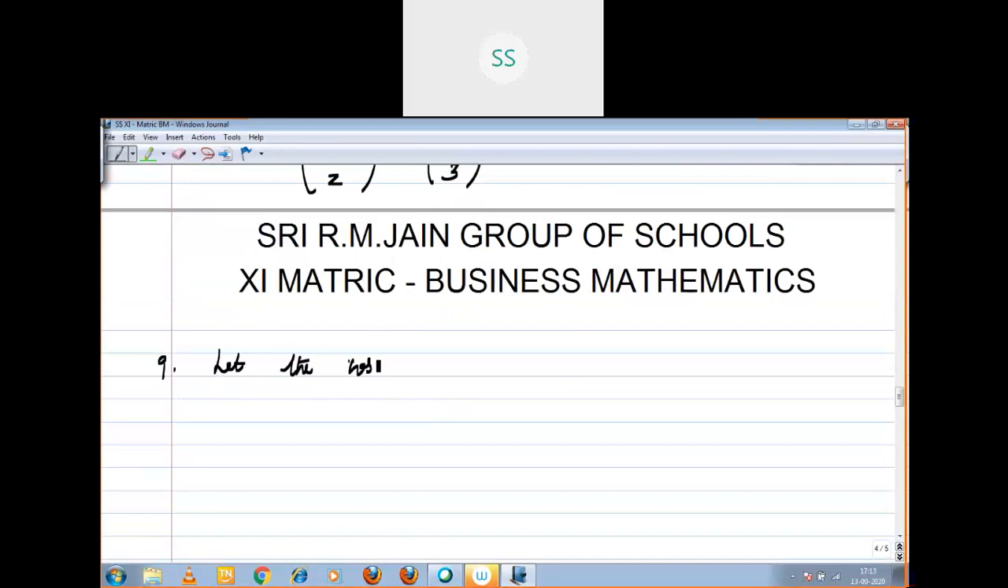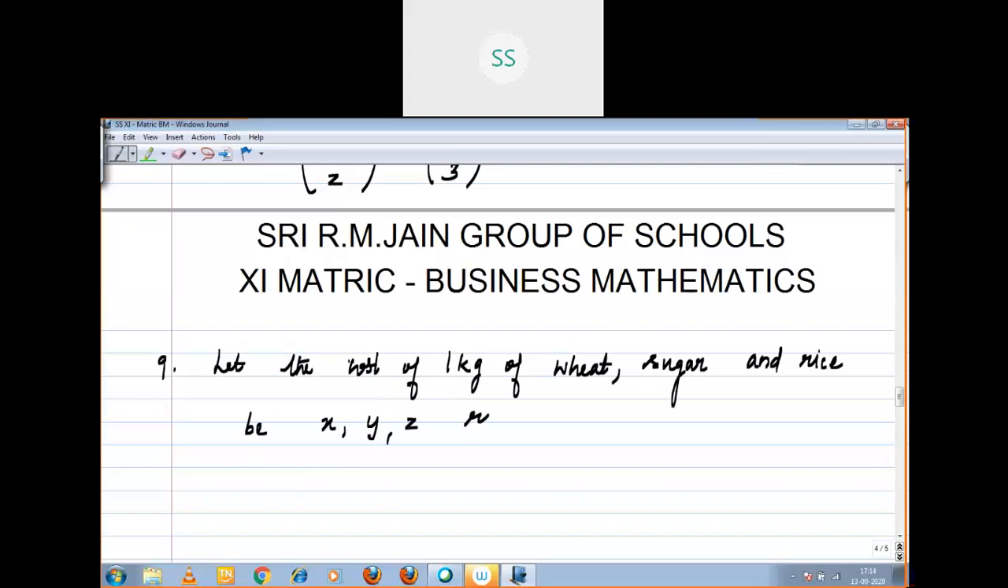Let the cost of 1 kg of wheat, sugar and rice be x, y, z respectively. Got it, children? The first statement I am going to convert into a system of equations.